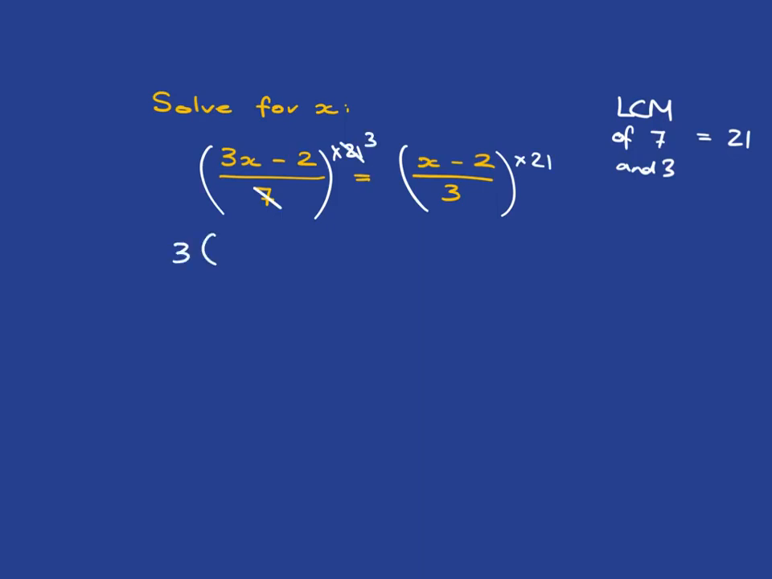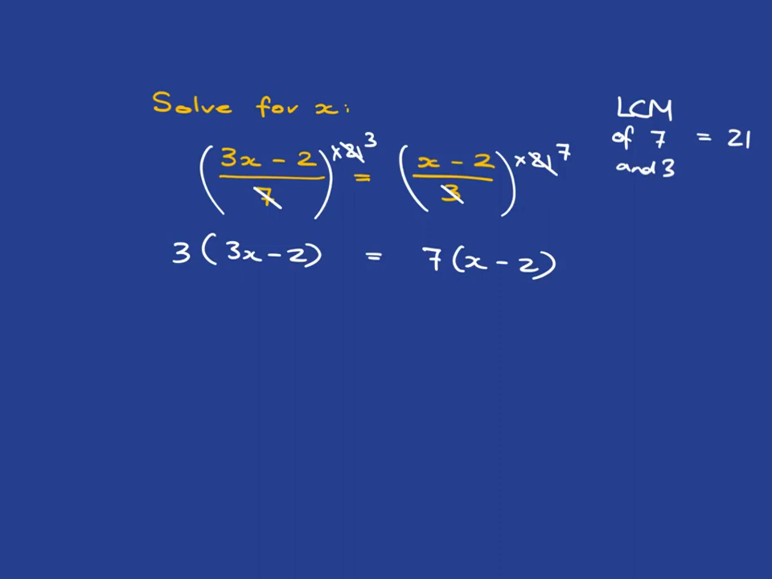So we've got 3 lots of 3x minus 2. And here the 3 cancels with the 21, gives me a 7, and I've got 7 lots of x minus 2. Just notice I'm very careful about keeping those brackets in, right? Because the 7 is going with everything in the x, you know, the x and the minus 2. Similarly, this 3 has to go with the 3x and the minus 2. So just be careful about that. Keep the brackets in. And only in the next step do you multiply them out.